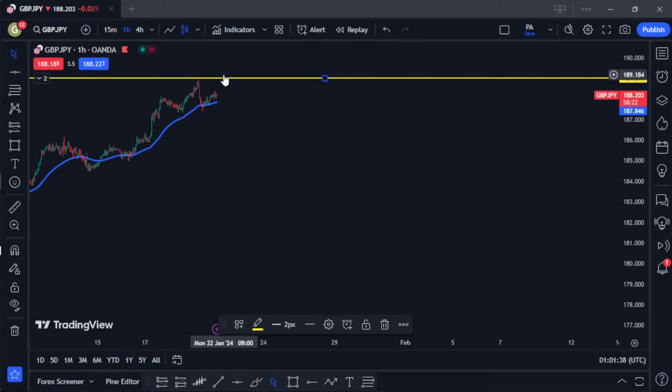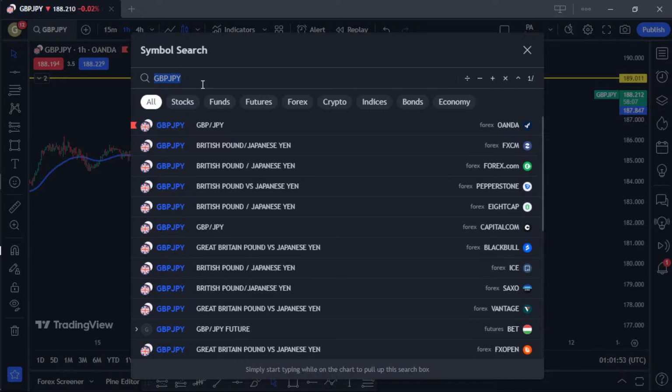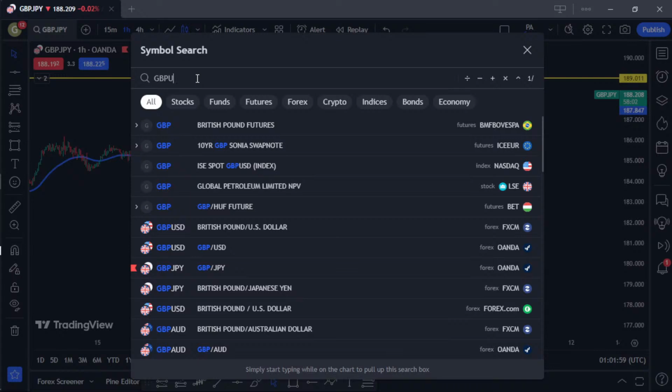But by the time it breaks above this top line here, it shows that the buyers have higher momentum, meaning you can buy with them for more profit. So that is the first one on GBPJPY. Now let's move to a different market. The next one on our list is the GBPUSD. Let me search for it. GBPUSD.